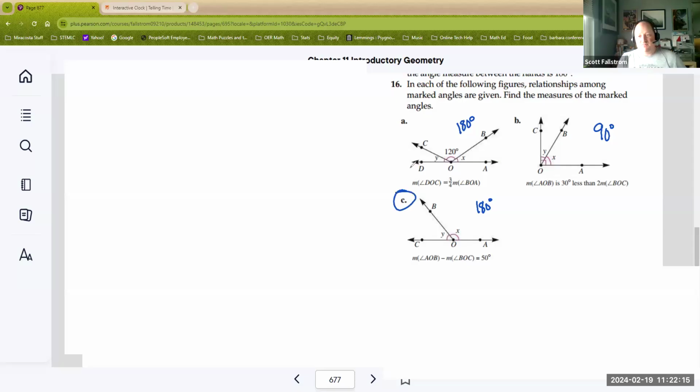So this one is part C. So maybe part C is the hardest one. I don't know, but let's see here. X plus Y has to equal 180 degrees. That's what I know because they tell me X is here and Y is there, and they have to add up to 180. Next up, the measure of angle AOB. So find that angle AOB. That's X minus the measure BOC. BOC, that's Y, has to equal 50 degrees. So X minus Y has to equal 50 degrees.